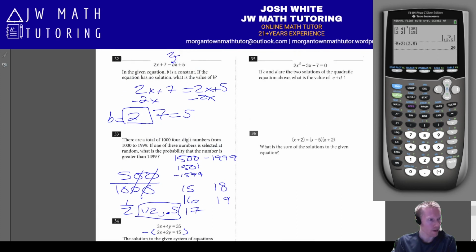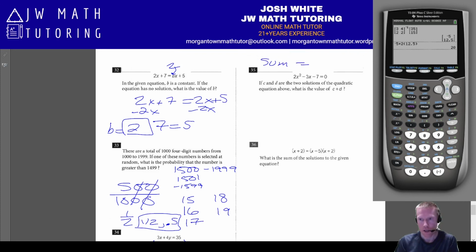Okay, back to the top of the page. Problem number 35. Excuse me. So this one, it is much, much quicker if you remember the basic formula that the sum of the solutions to a quadratic equation is equal to negative b over a. Again, that comes from the whole ax squared plus bx plus c equals 0.